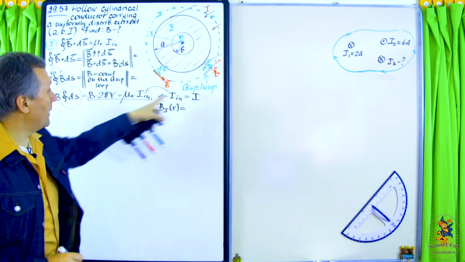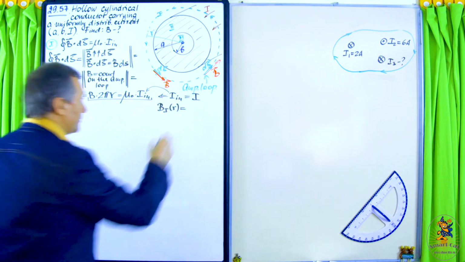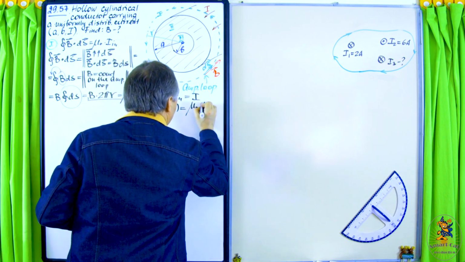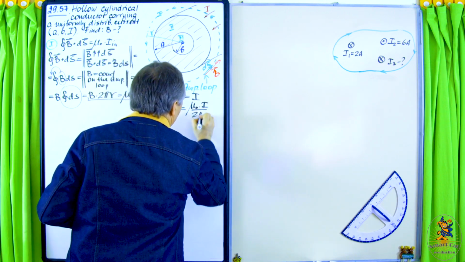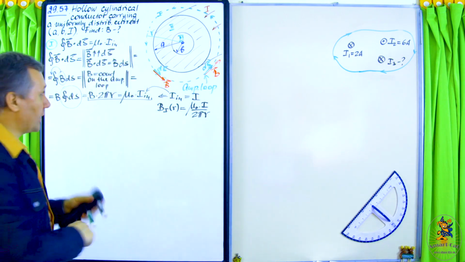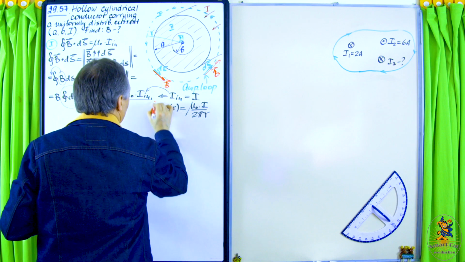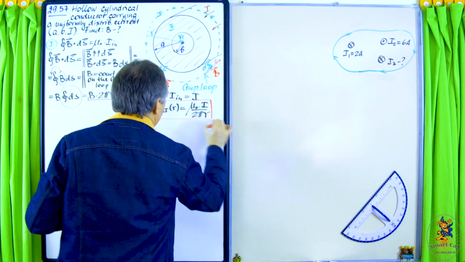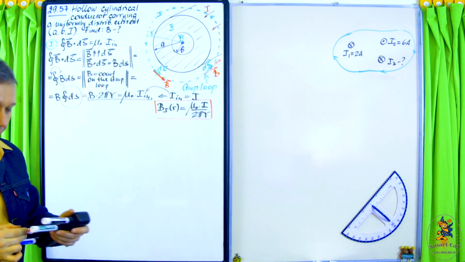Mu naught I divided by 2 pi R. Mu naught times I divided by 2 pi R small. But of course, that's only in region 1. So let me frame it. It's worth framing since it's the final result in region 1.